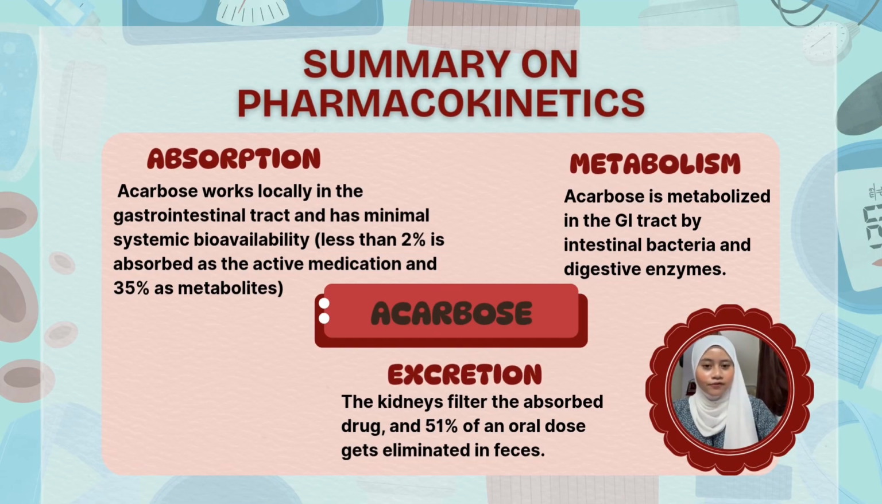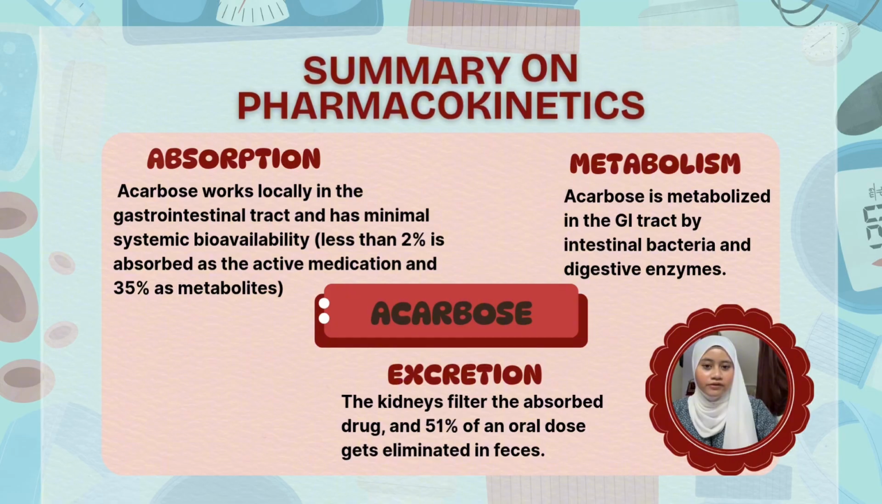Next is the summary on pharmacokinetics of acarbose. For absorption, acarbose works locally in the gastrointestinal tract and has minimal systemic bioavailability, with less than 2% absorbed as the active medication and 35% as metabolites. For metabolism, acarbose is metabolized in the GI tract by intestinal bacteria and digestive enzymes. Lastly, for excretion, the kidney will filter the absorbed drug and 51% of the oral dose gets eliminated in feces.